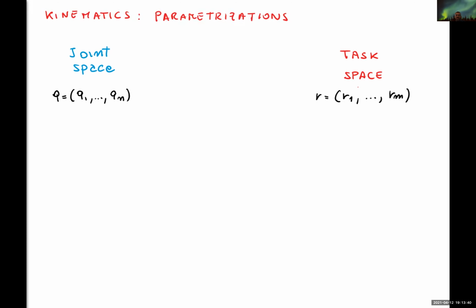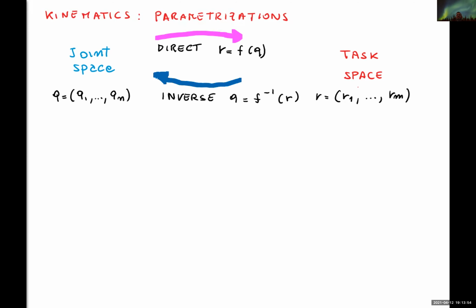And the task space usually is where we define our task. It could be even the joint space itself, but it usually is, for example, the end effector space. And to go from the joint space to the task space, we said that we use the direct kinematics that maps joint position into the vector position, for example. And the inverse kinematics instead is doing the opposite, mapping the vector position or Cartesian position of some point into joint positions.